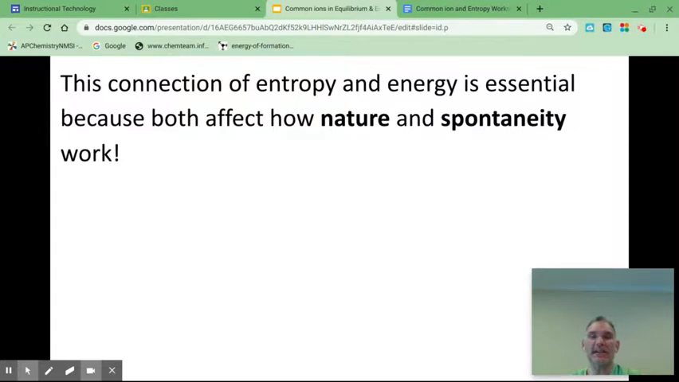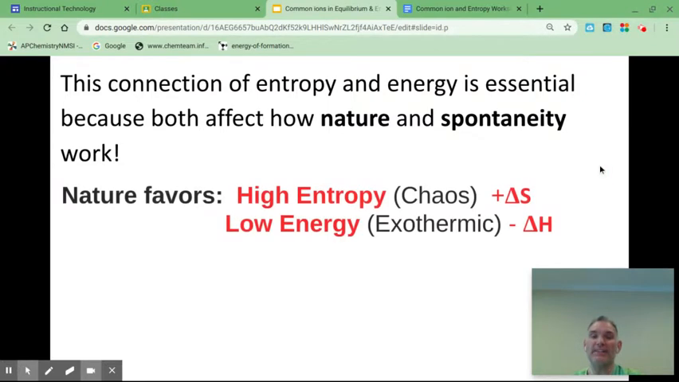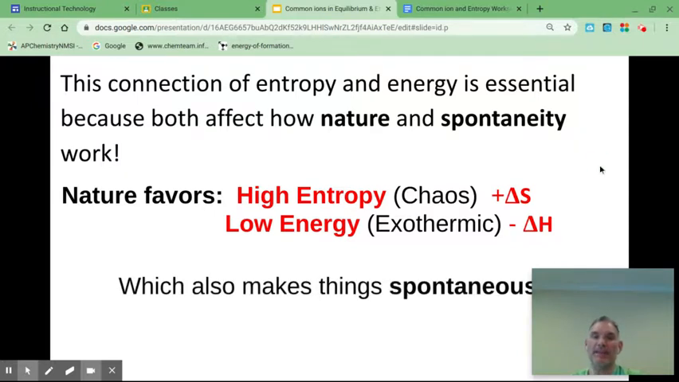And this connection of entropy and energy is essential because both affect how nature and spontaneity work, how reactions occur on their own. And what we find, and it's a very important concept in chemistry, is that nature always favors spontaneity. Spontaneity arises when you have a high entropy, positive delta S, and a low energy. The only way to get low energy is if the reaction's exothermic, and that's why it's negative delta H. Very quick connection that we can make to nature.